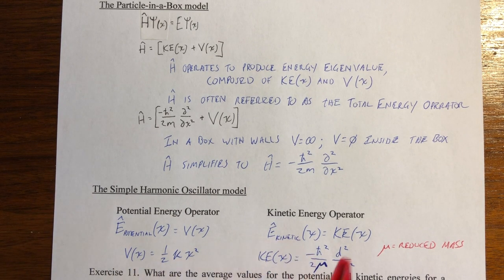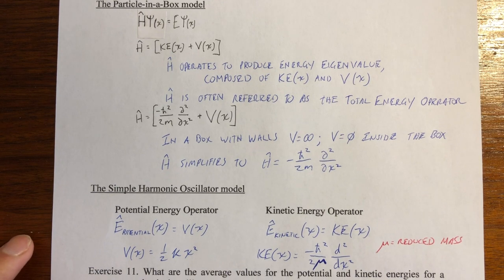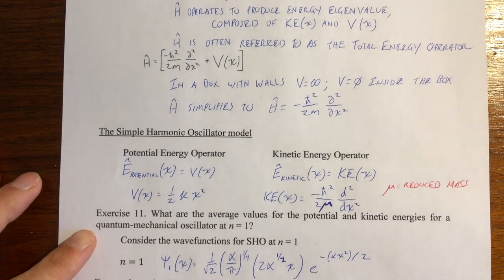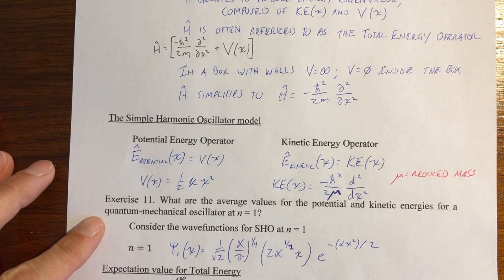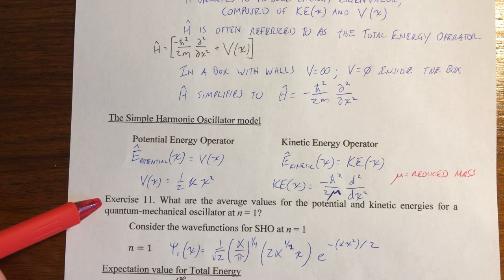The kinetic energy operator is equal to kinetic energy of x, which is equal to that portion of the Hamiltonian which we've become familiar with, except that our mass is now mu, which is our reduced mass. So it's negative h bar squared over 2 times mu times the second derivative with respect to x. So what we're going to do is determine the expectation values for total energy and for potential energy and for kinetic energy for a given system. And the system we're going to be looking at is the psi sub 1 wave function in the simple harmonic oscillator. And we'll be doing all of this in exercise 11.